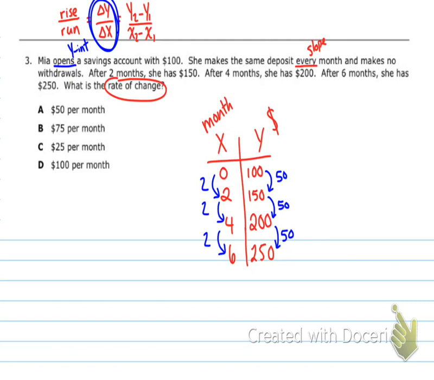If every 2 months it increases by 50, then I want you to be careful because look at the answer choices. A says 50 per month. My table says 50 every 2 months. It's not the same. If it's 50 every 2 months, in reality, when you simplify that, it's $25 per month. This is the way you should look at it.